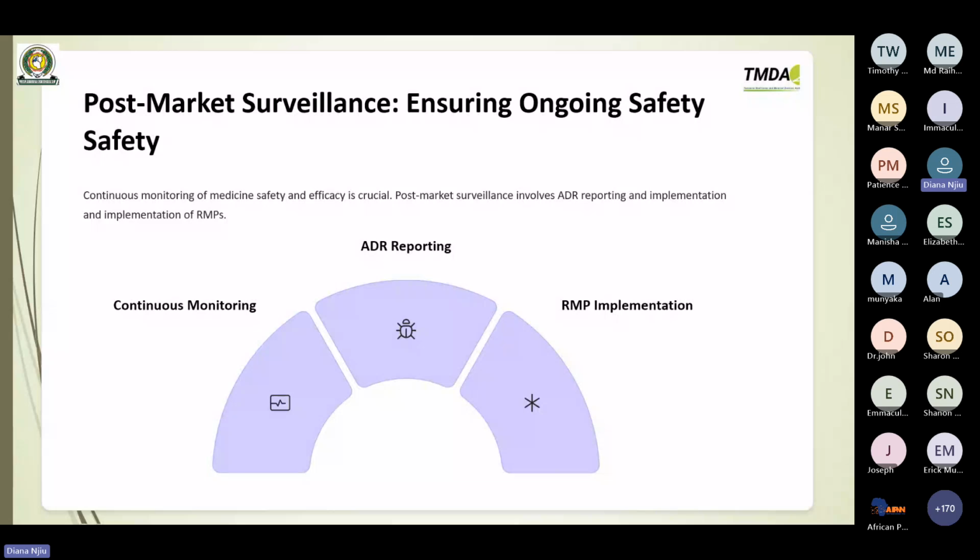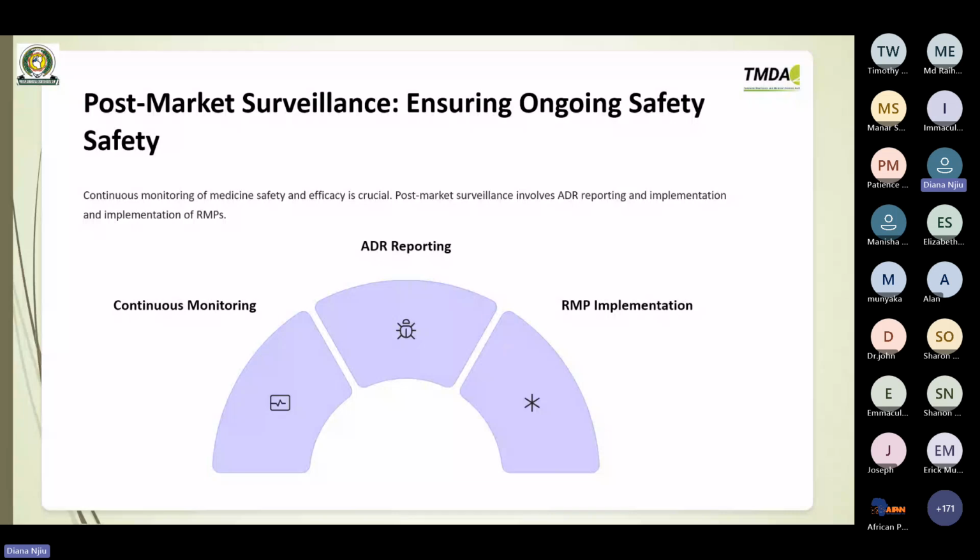So in addition to the route, there is also the post-marketing surveillance at the end after the approval. It means reviewing the technical information is not the end. There will be the post-marketing surveillance to ensure the ongoing safety of the product. So there will be continuous monitoring of the medicine safety and efficacy. So this entity involves adverse events reaction reporting and implementations of the risk mitigation plans, and also continuous monitoring of the product in the market and review of the adverse drug reactions reporting.